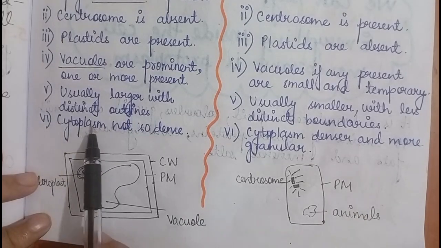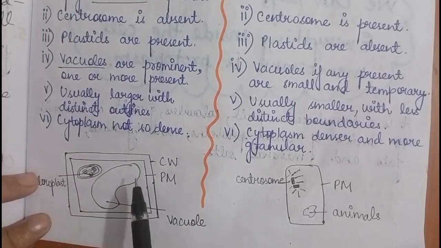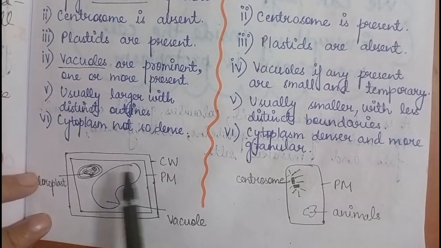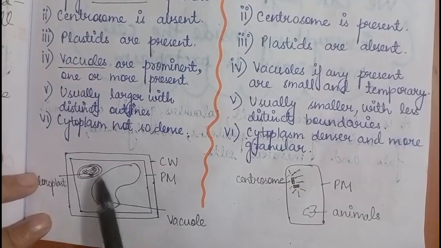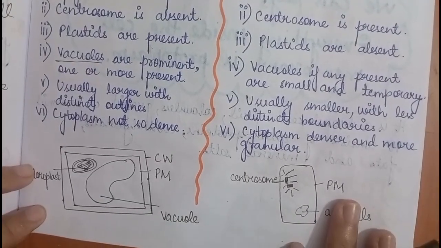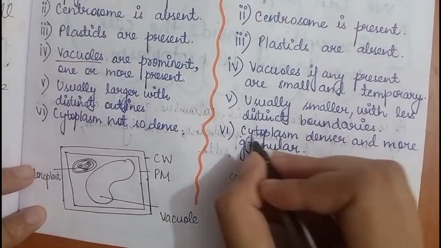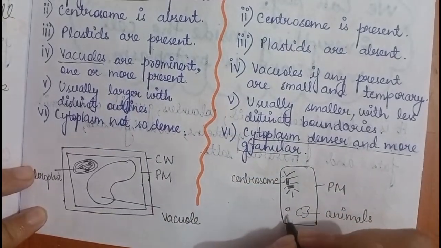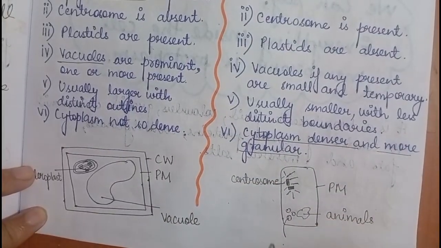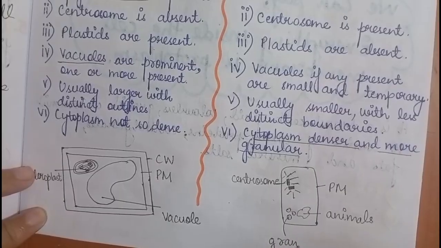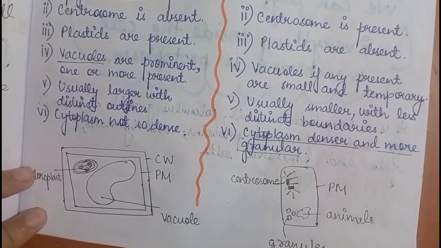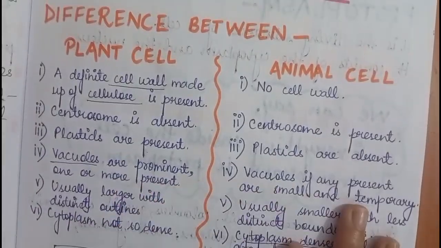The next one, cytoplasm not so dense. The cytoplasm of plant cell is not very dense. You can see most of the part is occupied by the vacuole, so it is not very dense. But in case of animal cell, the cytoplasm is denser and it is more granular. Granules are present. I hope the differences are clear.